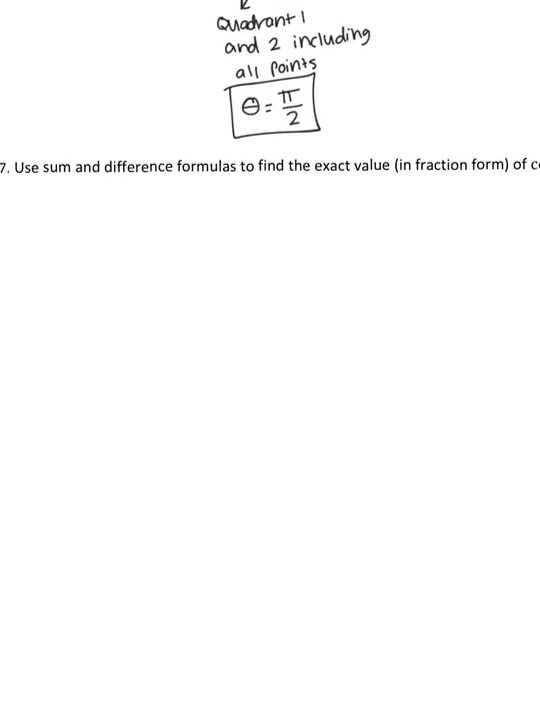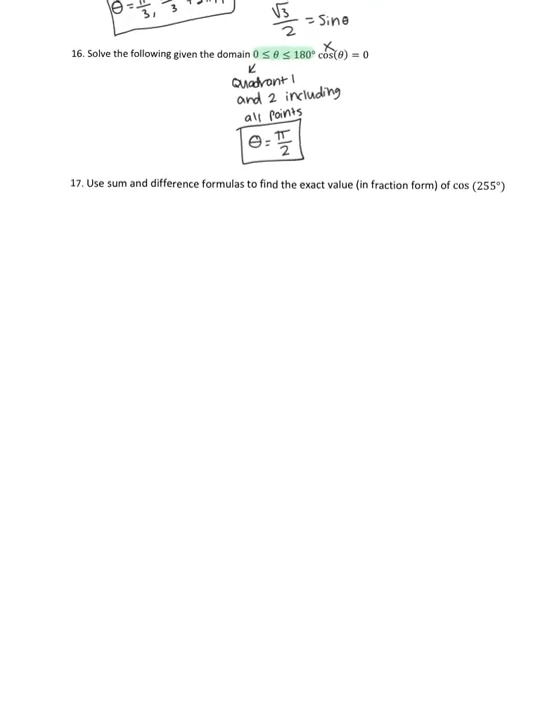Okay, number 17, use the sum and difference formulas to find the exact value in fraction form of cosine of 255. So I like to use the sum formulas just because I think they're easier. What you're trying to do is take that 255 degrees and break it up into two numbers that are on the unit circle already. So two numbers that I can add together from the unit circle to get 255 are 120 and 135. So I'm going to call 120 my x, and I'm going to call 135 my y.